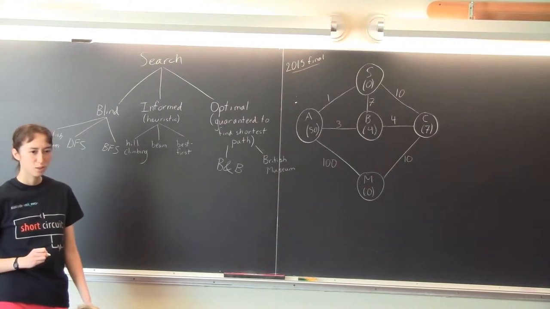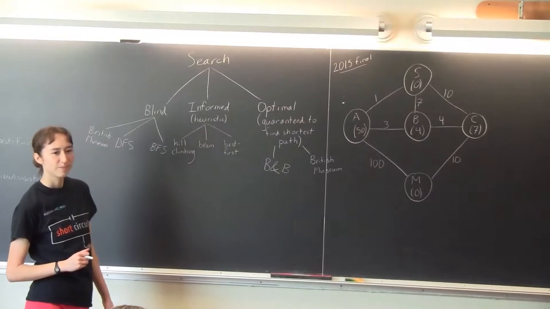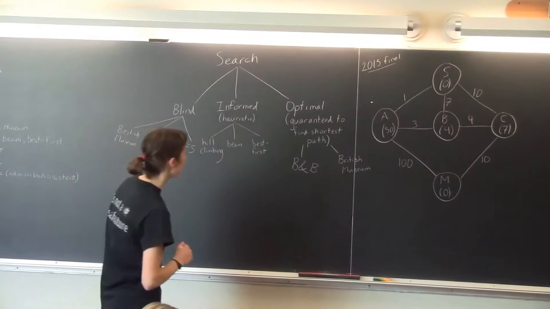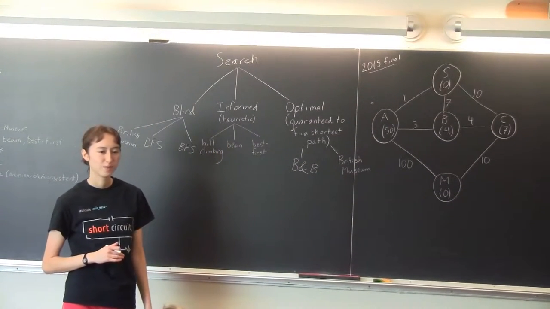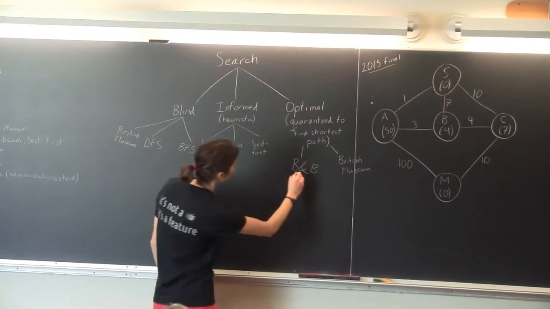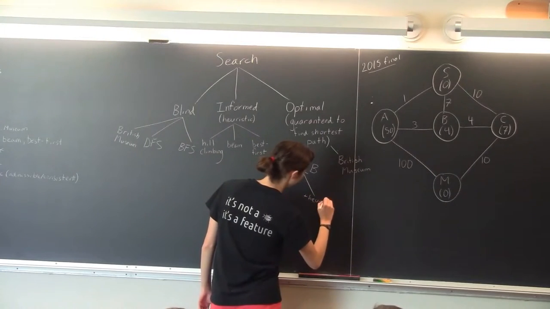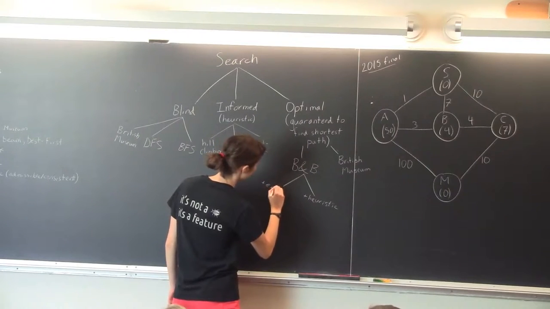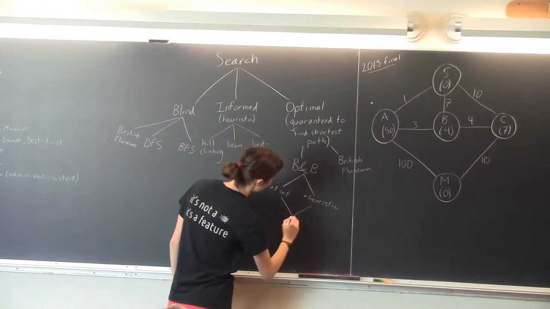Does branch and bound use path length or heuristic or both? It depends on which one you do. Yeah, exactly. It depends. So what if we use branch and bound without anything added? What does it use? Path length. So we can add on a heuristic, or we could add on an extended set. And then if you add both of those, you get A star.